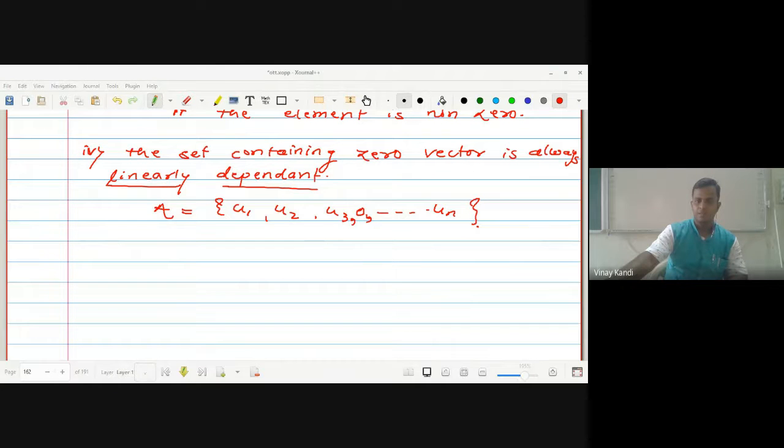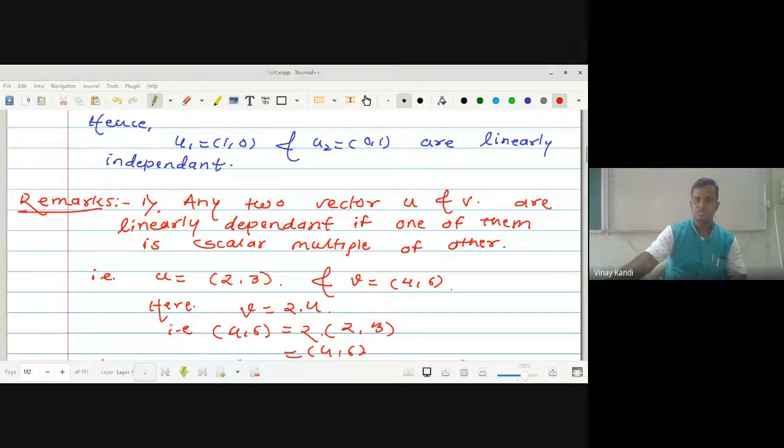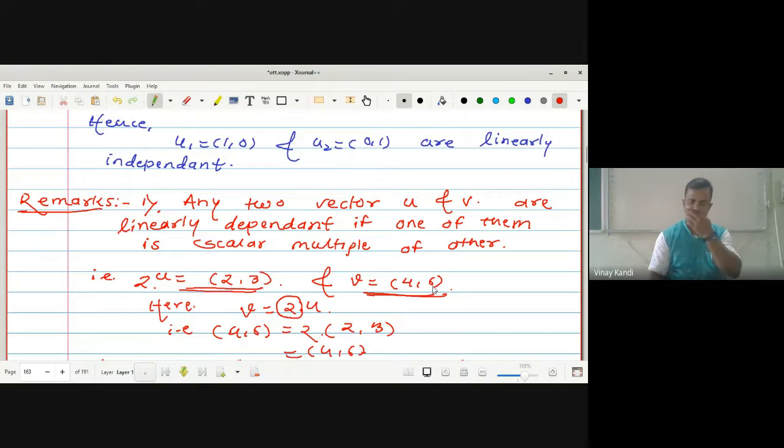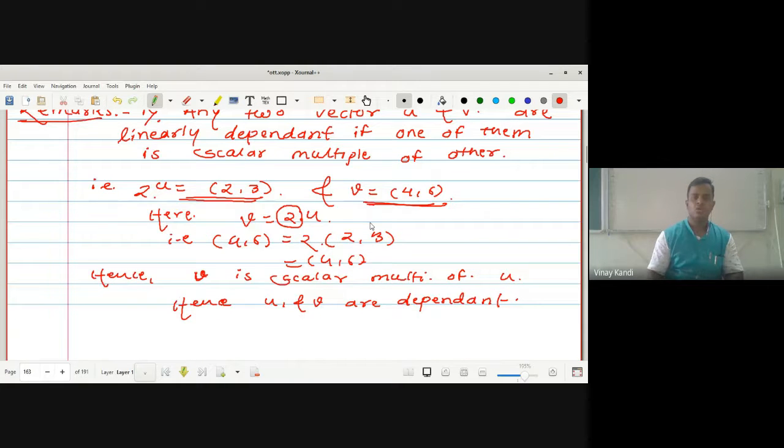Sir, remark first, can you explain again? Okay. First remark: any two vectors u and v are linearly dependent if one of them is a scalar multiple of the other. Here look at u is (2, 3) and v is (4, 6). Here v is equal to 2 into u. If you multiply 2, that is the scalar, to the vector u, what we get? 2 into 2 is 4, 2 into 3 is 6. So here v is the scalar multiple of u, that is v is equal to 2u. Then u and v are always linearly dependent.